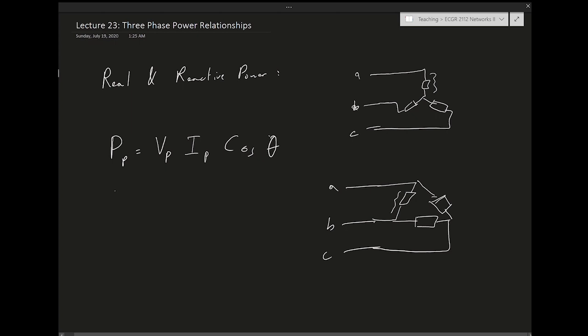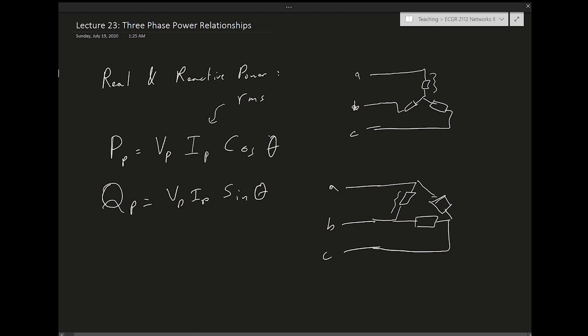Of course VP and IP have to be represented in RMS, right? For this to be valid, or else if this was peak, there will be a factor of 2, a factor of half. So remember that, okay? And then QP is VP IP sine theta.